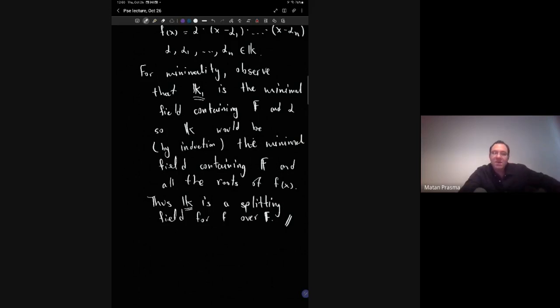Then we continue next time with this splitting field stuff. Just an overview of what's coming up. We are going to prove that splitting fields are in fact unique up to isomorphism. And once we know that splitting fields are unique up to isomorphism, we will be able to very quickly, very easily classify all finite fields. So that's what's coming up.